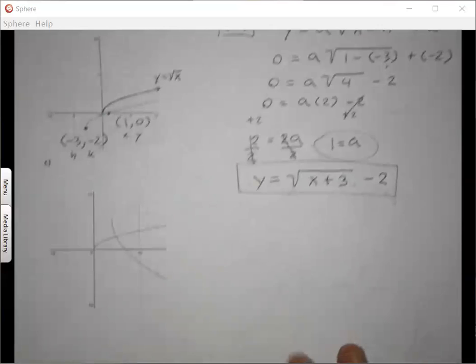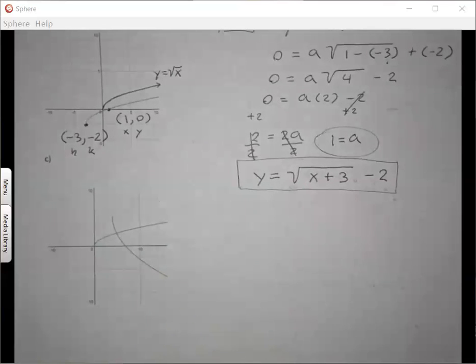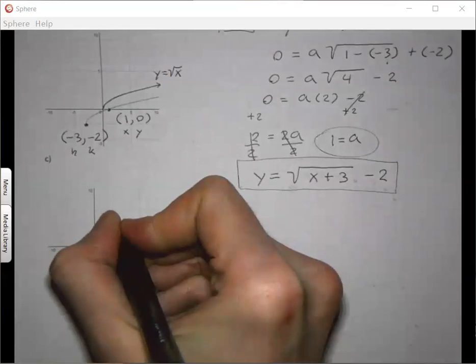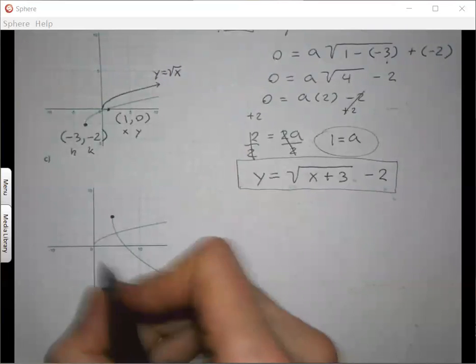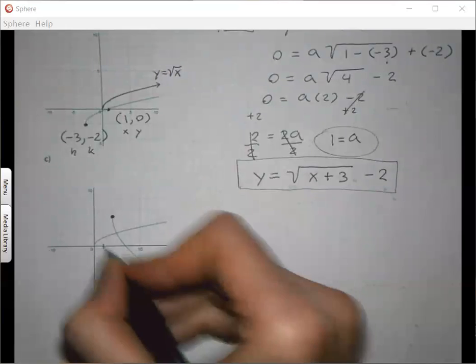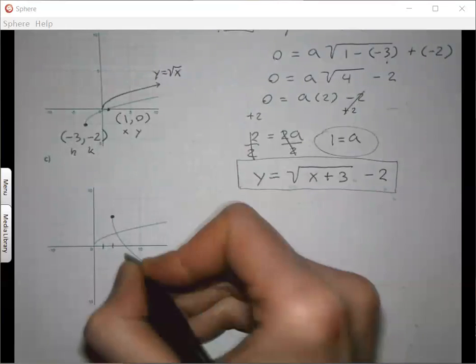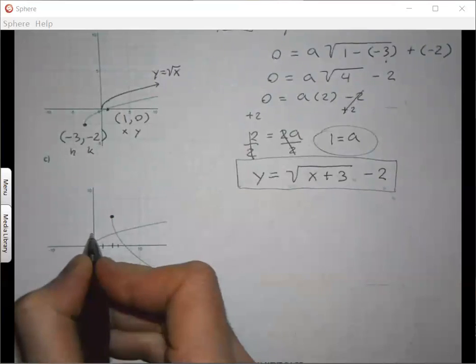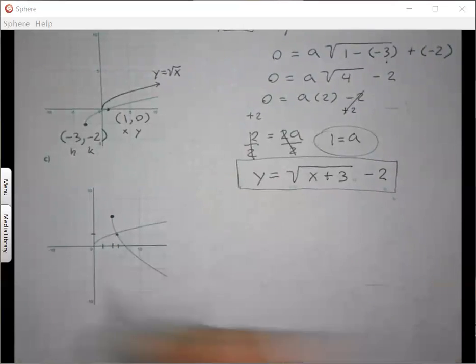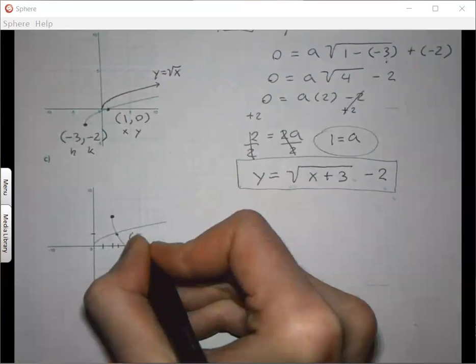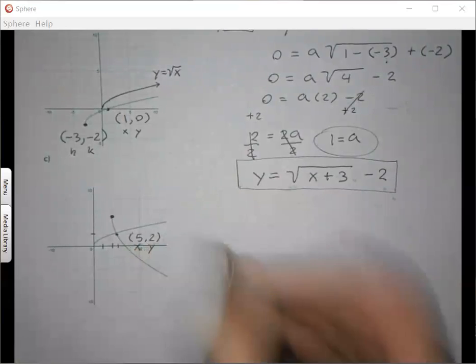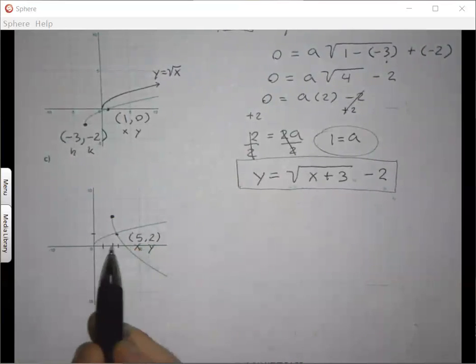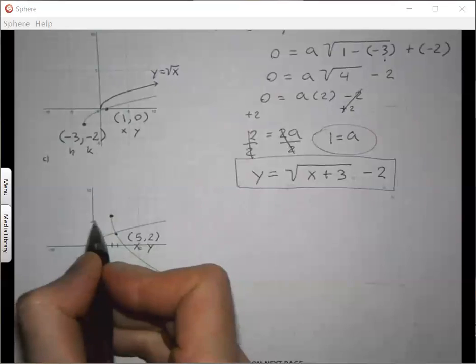Right, so we're going to do C the same way. We want to identify the origin, find one other point. Let's say we're counting by 2, so 1, 2, 3, 4, 5, and then up 2. So I'll use that as one of my points, so that's 5, 2. That'll be my XY. Then my origin is 2, and then 1, 2, 3, 4, halfway 5.